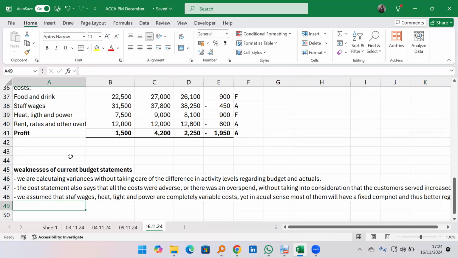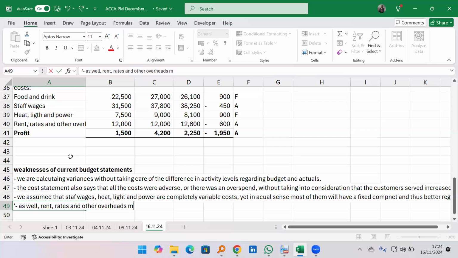And you can also use the same explanation and say, as well, rent, rates, and other overheads may not actually be completely fixed and may have this.